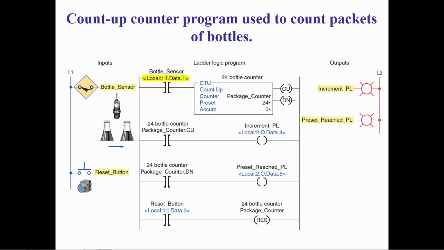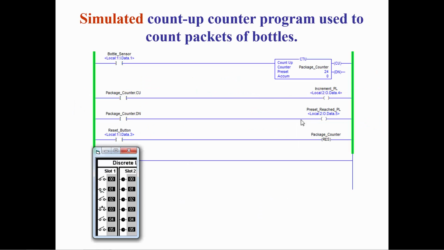In this program, we will use an up counter to monitor when 24 bottles have passed the bottle sensor. Each time a bottle passes, the CU bit will turn on the increment pilot light. After 24 bottles have passed, the preset reached pilot light will be turned on. We will simulate the bottles passing by closing switch 1 on the slot 1 input.